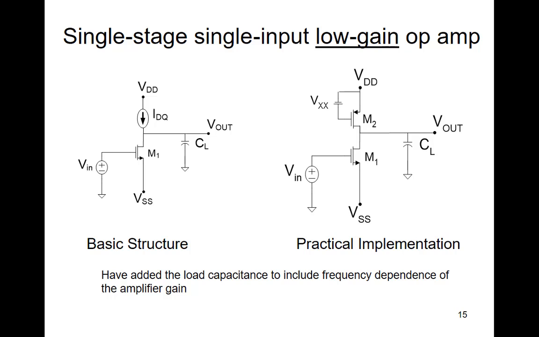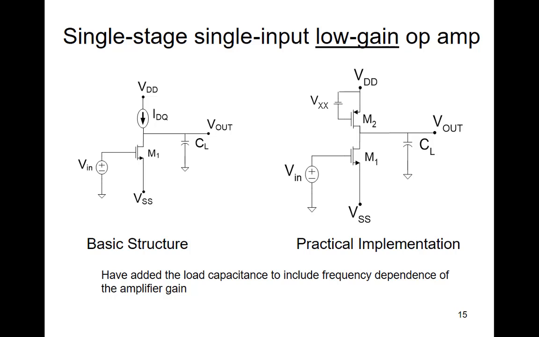Right? And so this is a basic structure. We thought of it as an open loop amplifier before, but now I'm looking at it as an operational amplifier. A single transistor operational amplifier. And the gain with feedback is about R2 over R1 in the feedback configuration we looked at. Now on the right, there's a practical implementation where we implement a current source with a transistor M2. And we talked about doing that in 330 using a transistor to implement a current source. And I've also added a capacitive load to include the frequency-dependent effects in the amplifier gain.